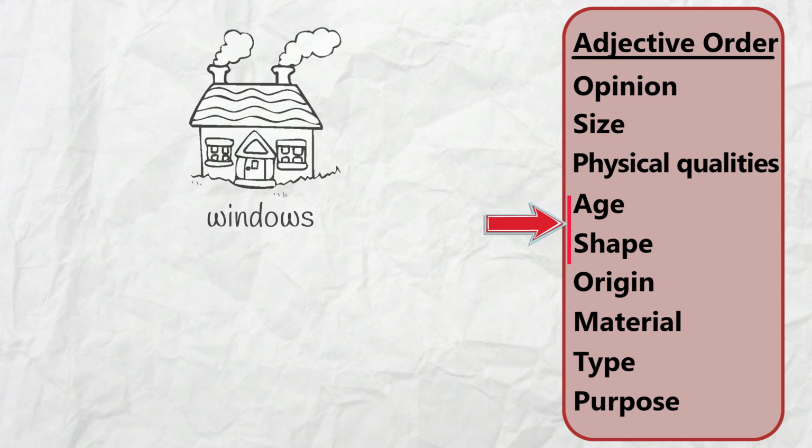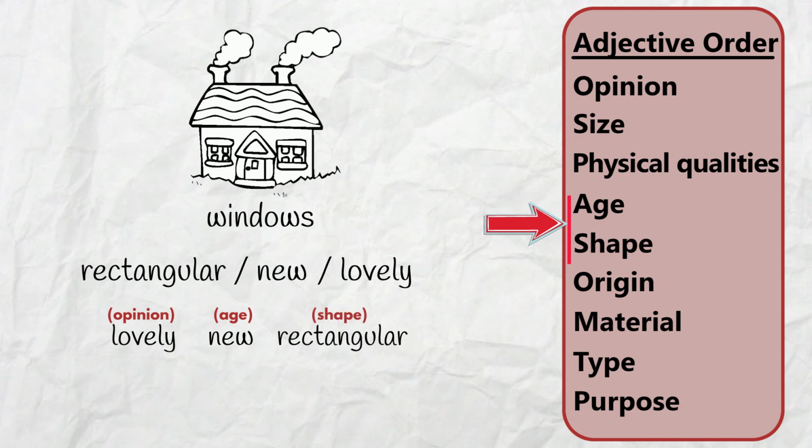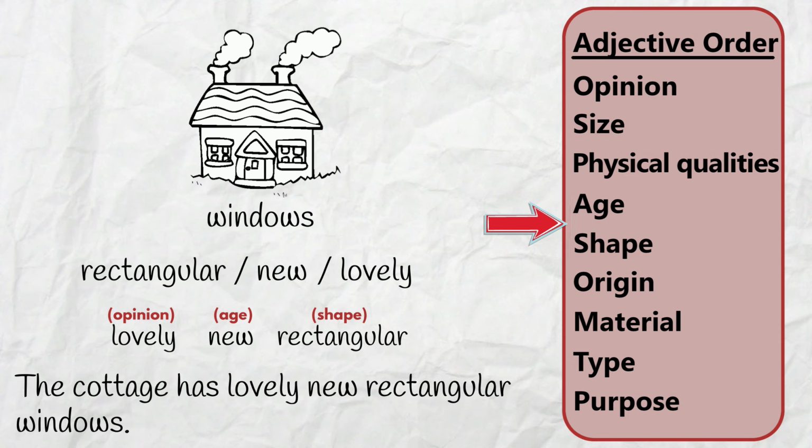Let's describe the windows of the cottage using the adjectives rectangular, which describes shape, and new, which describes age. We'll also use the adjective lovely. We'll have to place the adjective lovely first because it describes an opinion. Then we need the age adjective, new, and finally the shape adjective, rectangular. The cottage has lovely new rectangular windows.